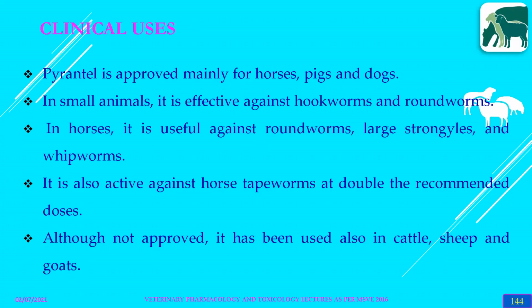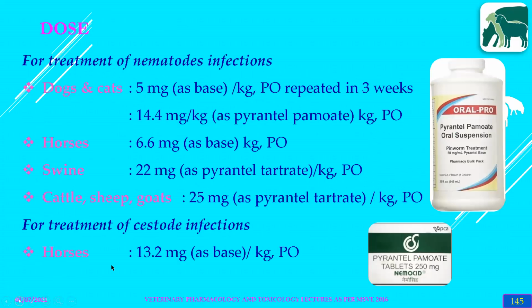It is not approved for cattle, sheep, and goats by WHO, but it is still used without any great disadvantage. The dose of pyrantel pamoate in dogs and cats is 5 milligram orally, repeated in 3 weeks. The dose is 14.4 milligram per kg.